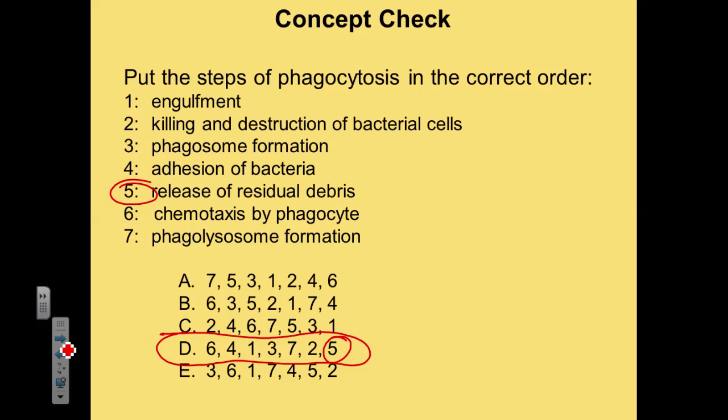So we'll first start by our phagocyte moving towards the bacterium, step 6. Then we'll have the bacterium bind to the outside of the phagocyte. The PAMP will be recognized by the PRR. And then the bacterium is engulfed. After engulfment, it's going to be stored in a phagosome. That phagosome binds with lysosomes to form a phagolysosome. After phagolysosome formation, the digestive enzymes within the lysosome destroy the bacterial cell, killing and destroying it for step number 2. And then finally, the leftovers are released via exocytosis.